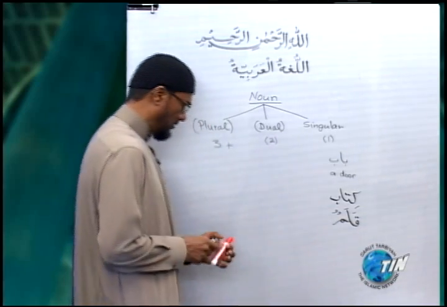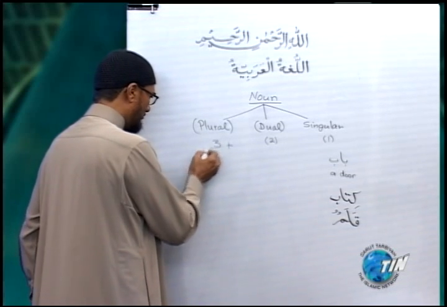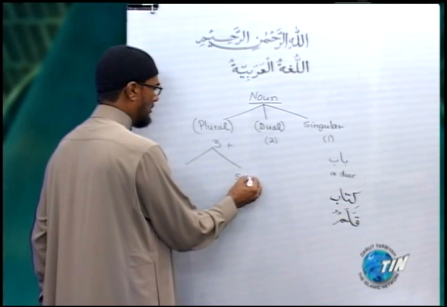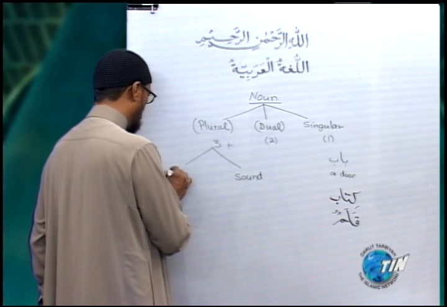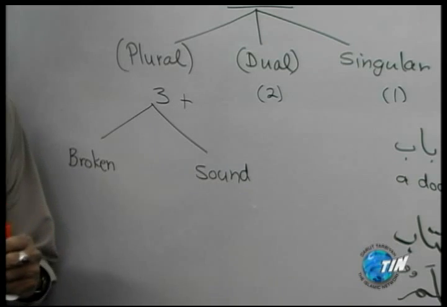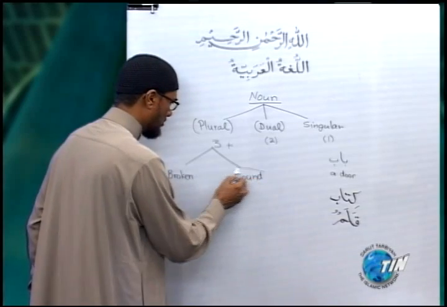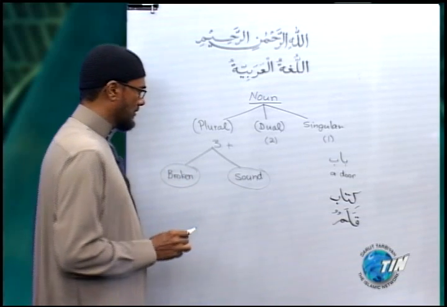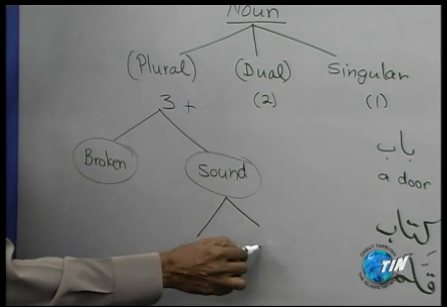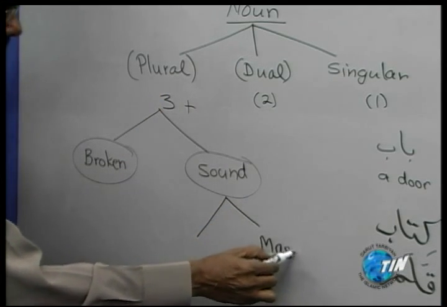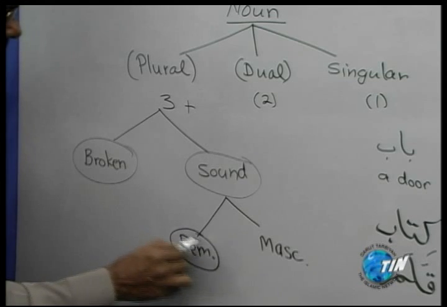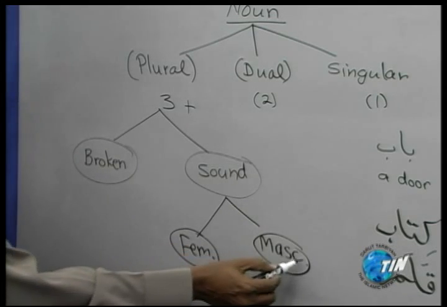The plural, first of all, we have to know that the plural are of 2 kinds. One is called sound plural, and the next one is called the broken plural. There is a reason why the plural is called a sound plural, and there is also a reason why it is called the broken plural. The sound plural is subdivided into 2: masculine and feminine.